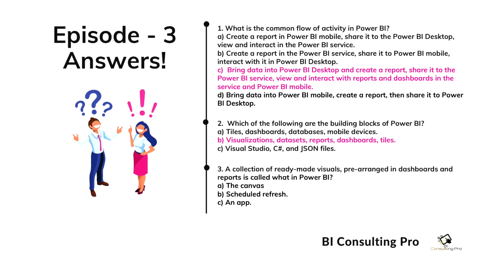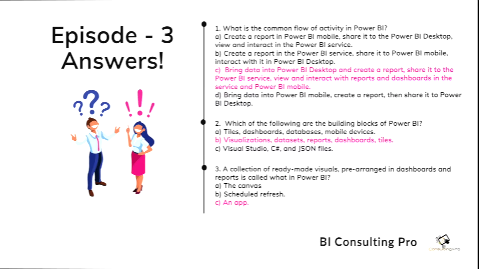The second question was, which of the following are the building blocks of Power BI? So here the answer is B, which says visualizations, datasets, reports, dashboards and tiles. The last one was, a collection of ready-made visuals pre-arranged in dashboards and reports is called what in Power BI? So definitely the answer is apps, because we can get the apps made by different organizations, as well as apps within our own organization, and those are known as apps.